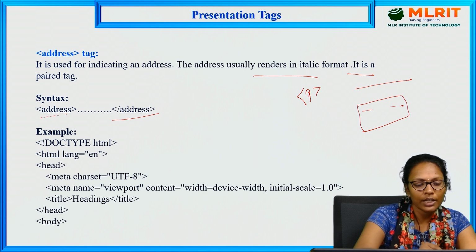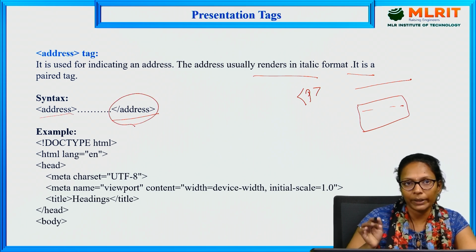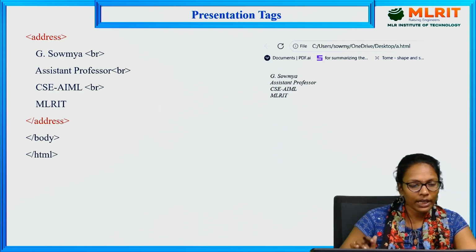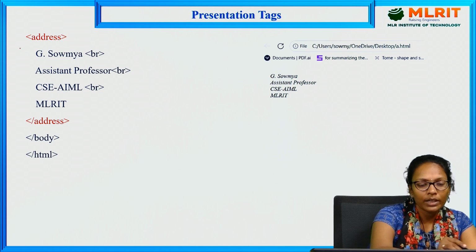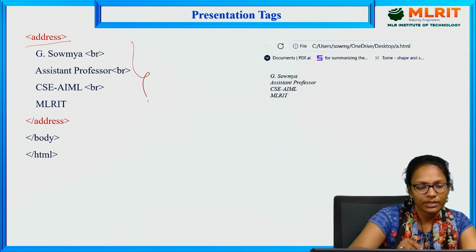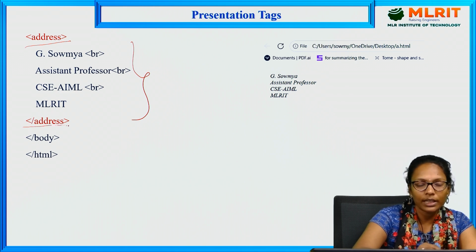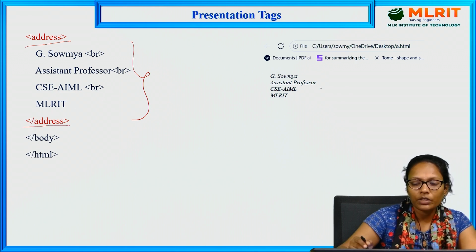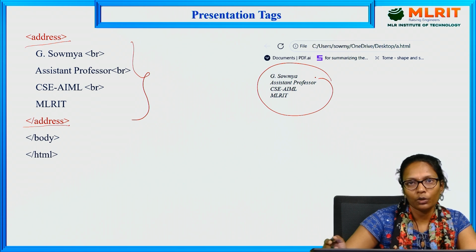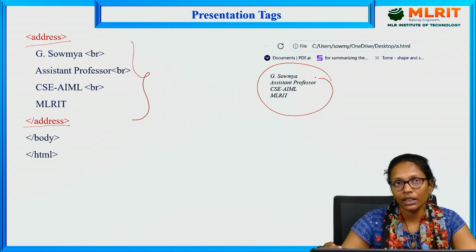Of course, the address tag should be closed after displaying the complete address. So here within the body tag, I'm just displaying the address. I'm opening the address tag and giving the address here: G Sowmya, Assistant Professor, CSE AIML, MLR IT. And then I'm closing the address tag. Here, if you observe, this is the way we will get the output. All the things which we are writing under the address tag will appear in italic fashion.